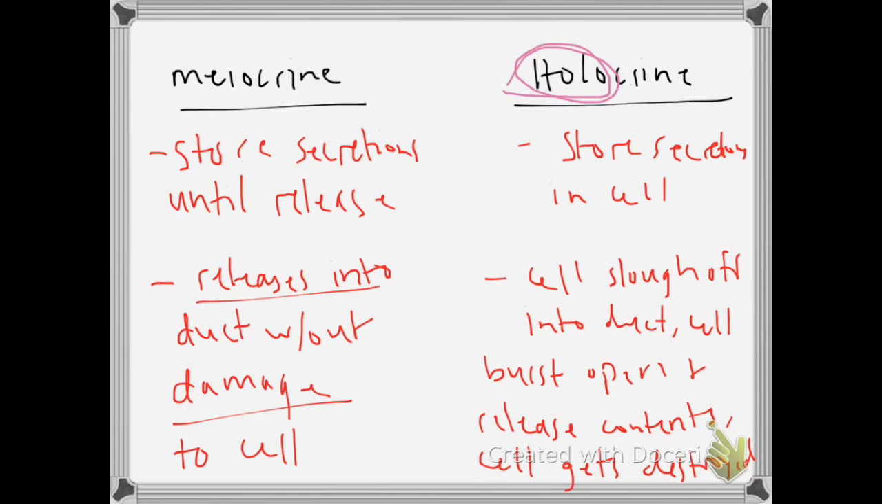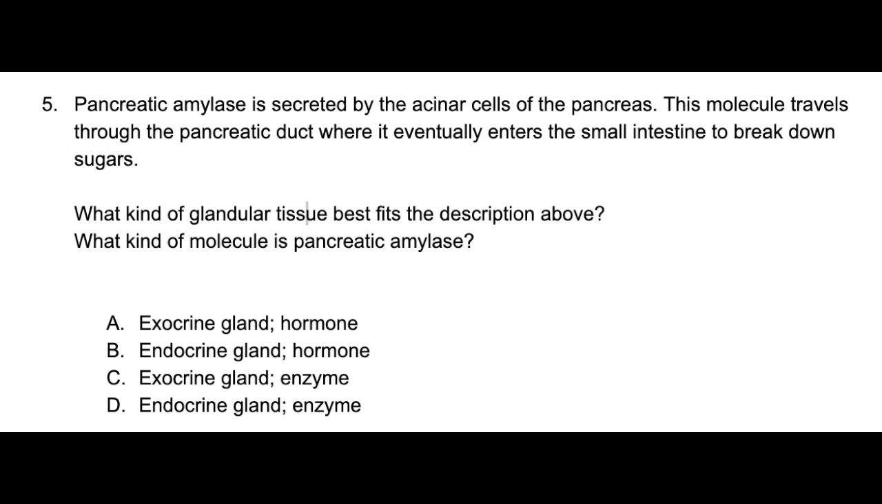All right, here's a question from my practice test. Here we go. Pancreatic amylase is secreted by the acinar cells of the pancreas. This molecule travels through the pancreatic duct where it eventually enters the small intestine to break down sugars. So there's a lot of information here that you've never heard before. Let me read it again. Pancreatic amylase is secreted by the acinar cells of the pancreas. This molecule travels through the pancreatic duct where it eventually enters the small intestine to break down sugars. What kind of glandular tissue best fits the description above? What kind of molecule is pancreatic amylase?